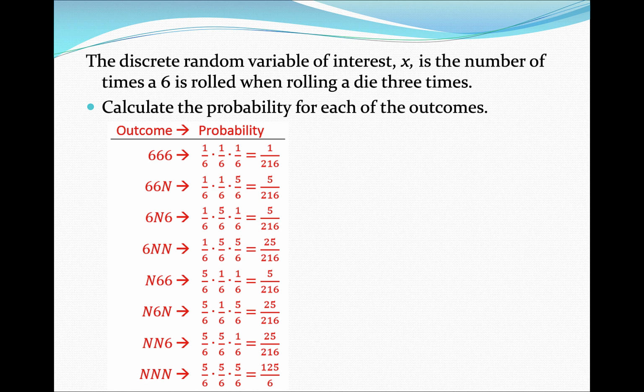Each one of these, we simply use the multiplication rule. We take the probability for each roll, and then we multiply those together, and by the multiplication rule, that will give us the probability that they all occur. So in a case like this where the probabilities are not equal, you really have to use the multiplication rule.